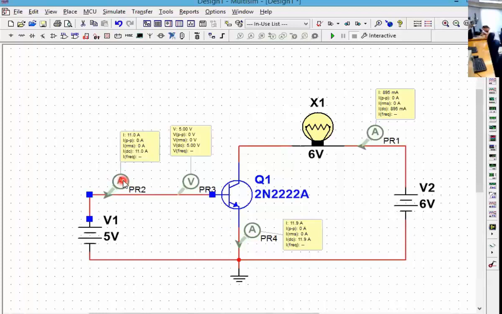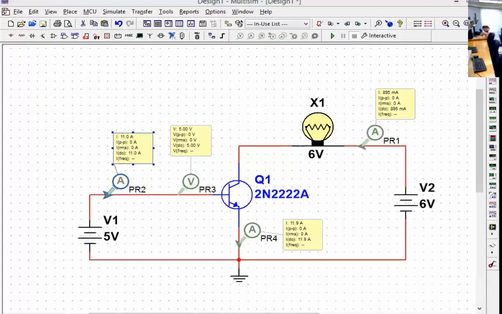So this circuit may not really work if you actually build it, because the current drawn is extremely high, like 11 amps. You can damage the transistor quite easily. For that reason, what we can do is, how can we lower the current? We're going to place a resistor right here.